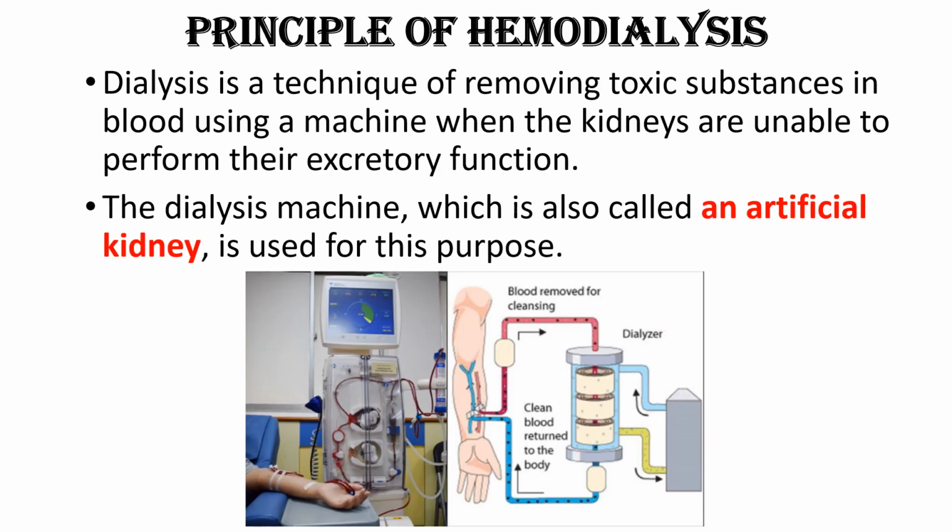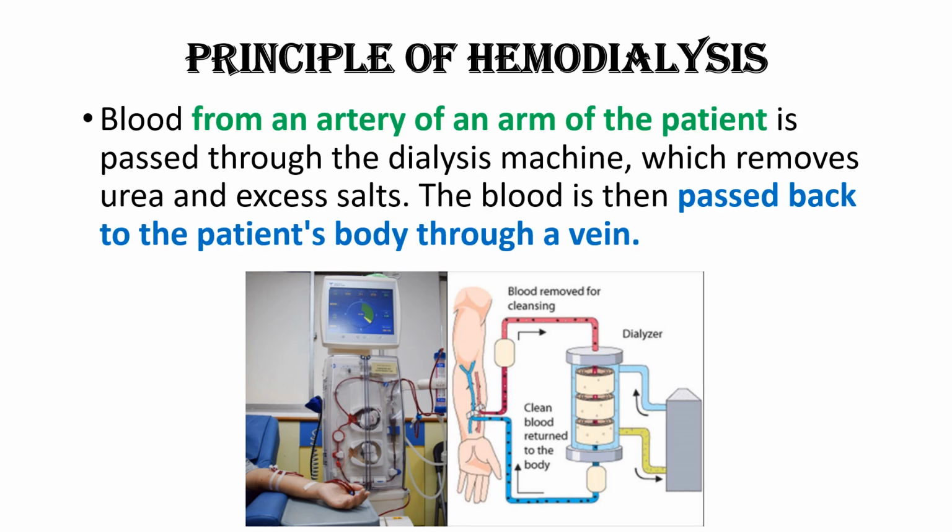Principles of hemodialysis. Dialysis is a technique of removing toxic substances from the blood using a machine when the kidneys are unable to perform their excretory functions. This dialysis machine is also called an artificial kidney, which is used for this purpose. So the main principle of hemodialysis is that the blood from the artery of an arm of the patient is passed to the dialysis machine, which removes the urea and excess salt, and the blood is then passed back to the patient's body through the vein. So this is the principle of hemodialysis.